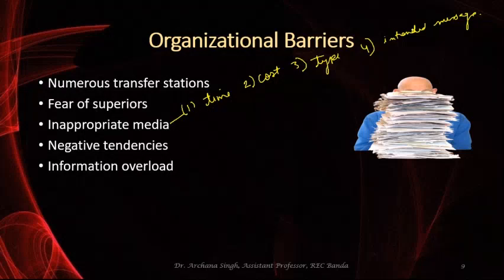For instance, the telephone would not be an ideal medium for conveying confidential information. Such messages are best conveyed in person, or if the receiver is located in another office, then you can send that particular information by speed post.